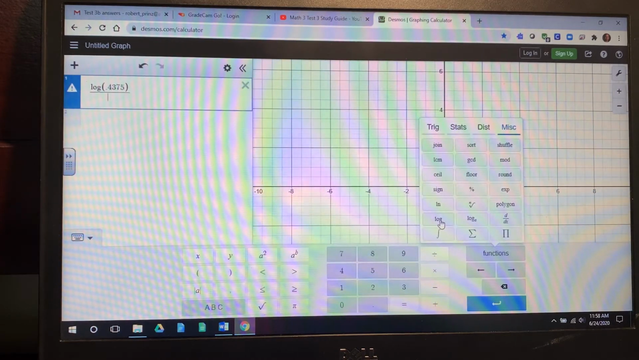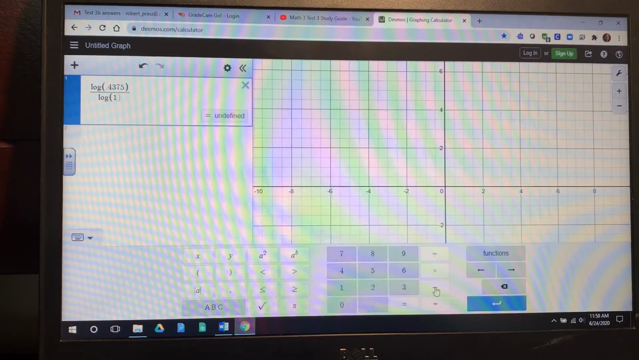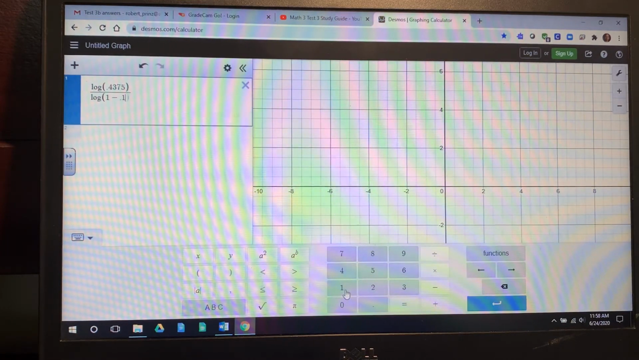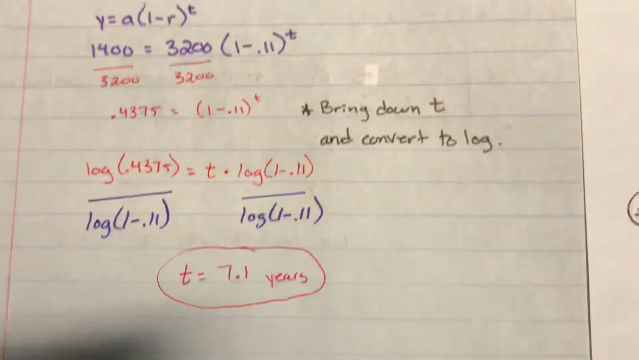and we go back to the functions and push log again, and the other number was 1 minus 0.11. And then we close out that parentheses, and you can see the answer is written right in the box right there. So if I rounded it off, it would be roughly 7.1 years.